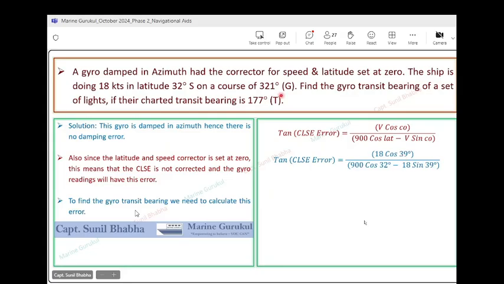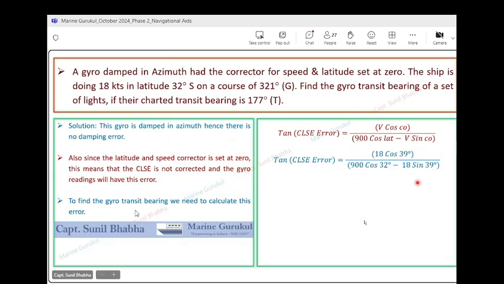The course is 321, which is north 39 degrees west. So we have the course as 39 here. We use the course in the quadrantal notation. Then in the denominator, you have 900 cos of latitude, which is 32 degrees, minus V, which is 18 knots, sine of course, which is 39 degrees.